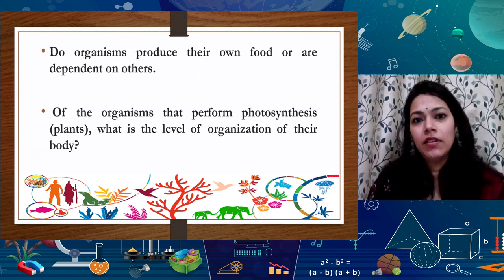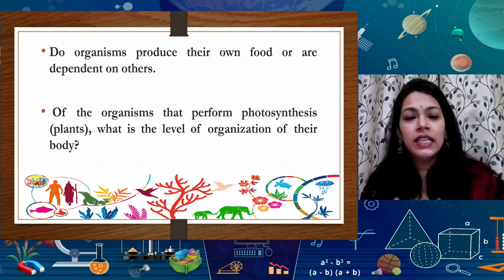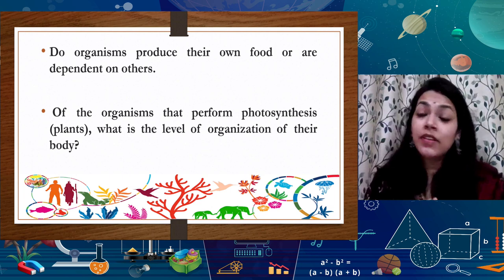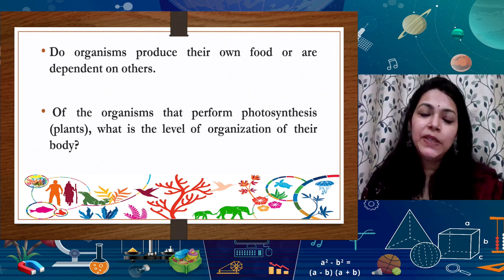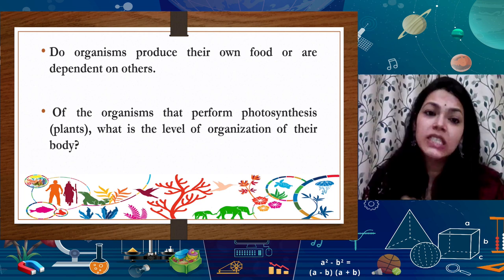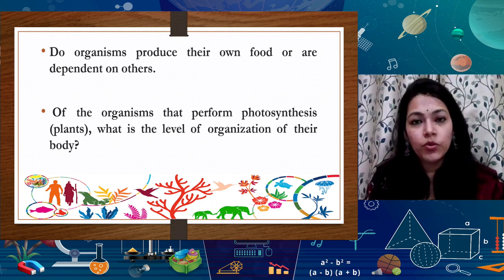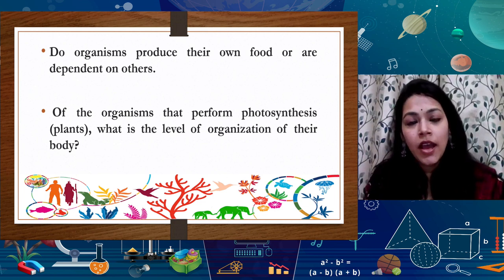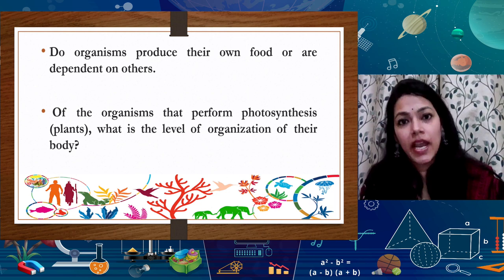Apart from that, we have seen whether the cell is eukaryotic or prokaryotic. We have seen whether the cell is unicellular or multicellular. After that, ma'am, one important thing for classification is whether that organism produces its own food, meaning they are autotrophic in nature. They can produce their own food, like plants produce their own food with the help of chlorophyll, leaves, sunlight, carbon dioxide and water from the soil. Or they are dependent on others, heterotrophic in nature.